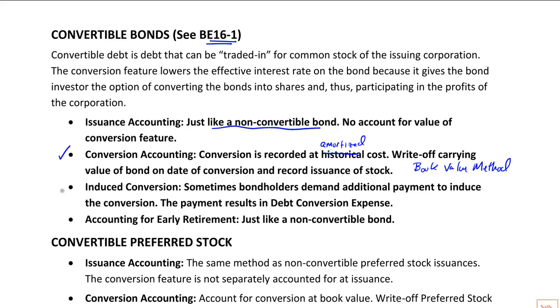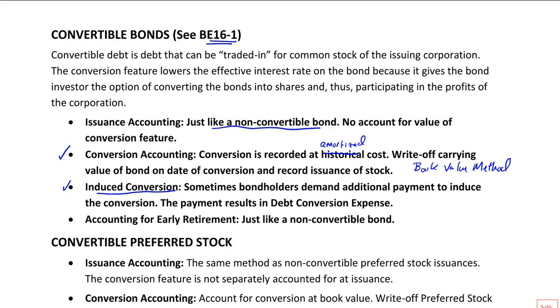Sometimes to convince a bondholder to convert, you have to provide what's called an inducement. The induced conversion is going to look just like the conversion under book value, but any amounts paid for the inducement will just add to the debt conversion expense. So an induced conversion looks just like a conversion, plus any cash payments made to induce the conversion are debited to debt conversion expense. And then finally, the accounting for early retirement looks just like a non-convertible bond. All right.